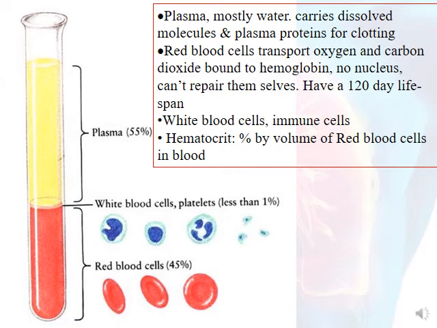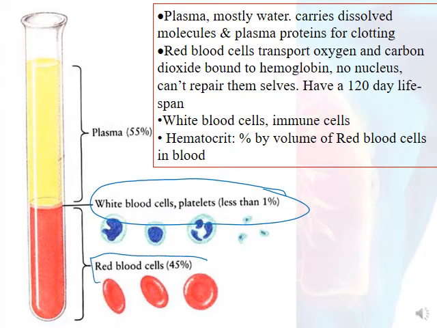White blood cells and the platelets represent less than 1%. The RBCs, red blood cells, represent about 45%, and the plasma represents 55%. Plasma carries dissolved molecules and contains plasma proteins for clotting. Red blood cells transport oxygen and carbon dioxide bound to hemoglobin, symbol Hb.